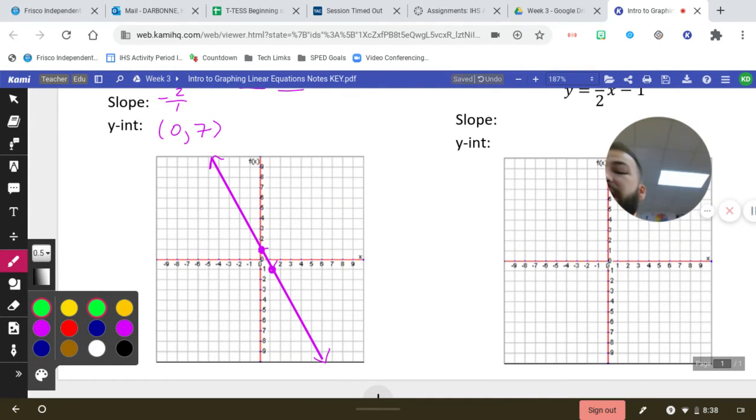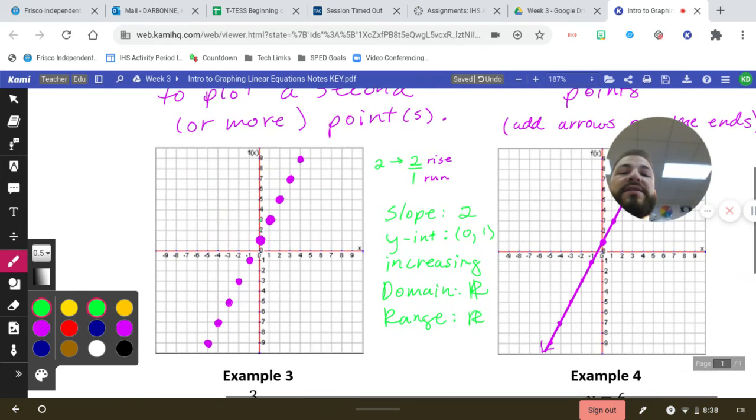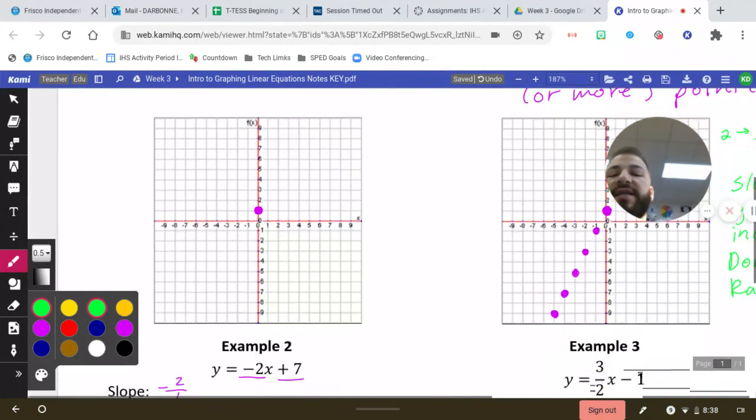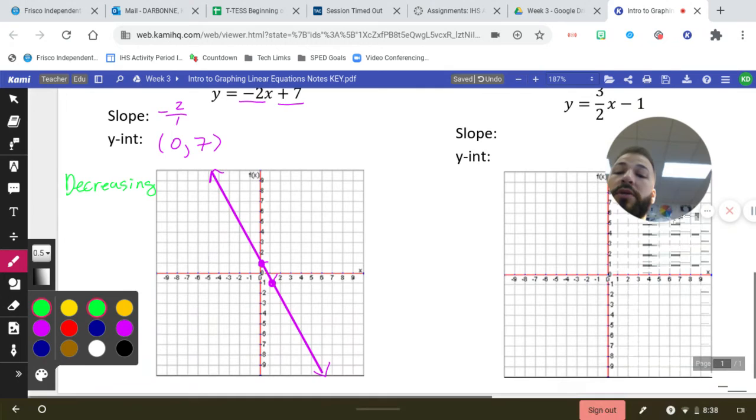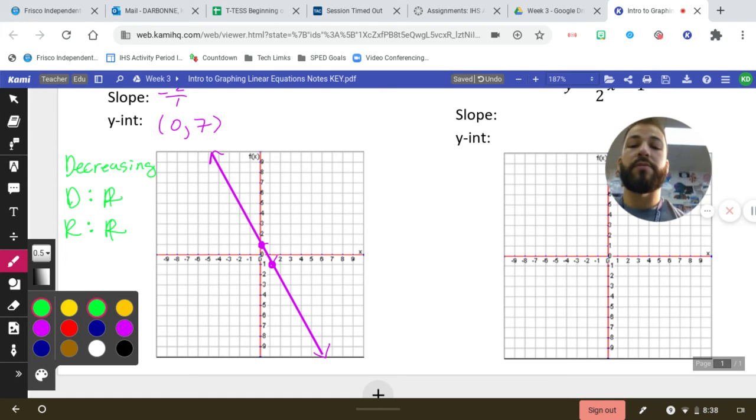But this one, would it be increasing or decreasing? Well, as we go from the left to the right, this function would be decreasing. Something you should notice: increasing lines have a positive slope, decreasing lines have a negative slope, and it's going to hold true to that no matter what. Then my domain, we talked about this last time, it is always all real numbers because it continues on, and my range, always all real numbers.